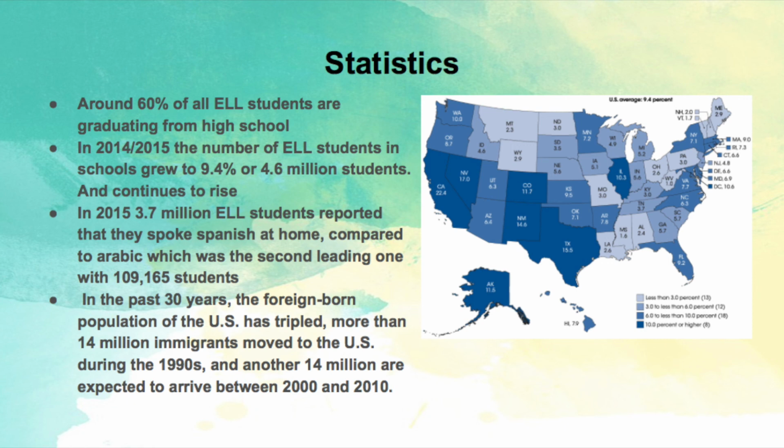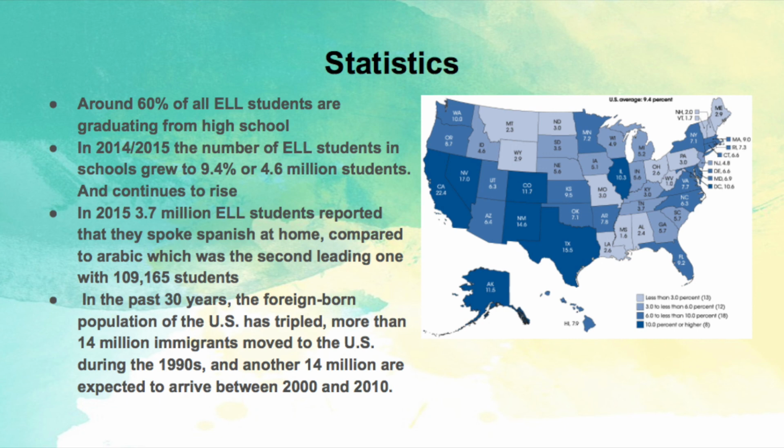In 2015, 3.7 million ELL students reported that they spoke Spanish at home. This is compared to Arabic, which was the second leading language, with 109,165 students. In the past 30 years, the foreign-born population of the United States has tripled. More than 14 million immigrants moved to the United States during the 1990s, and another 14 million are expected to arrive between 2000 and 2010.